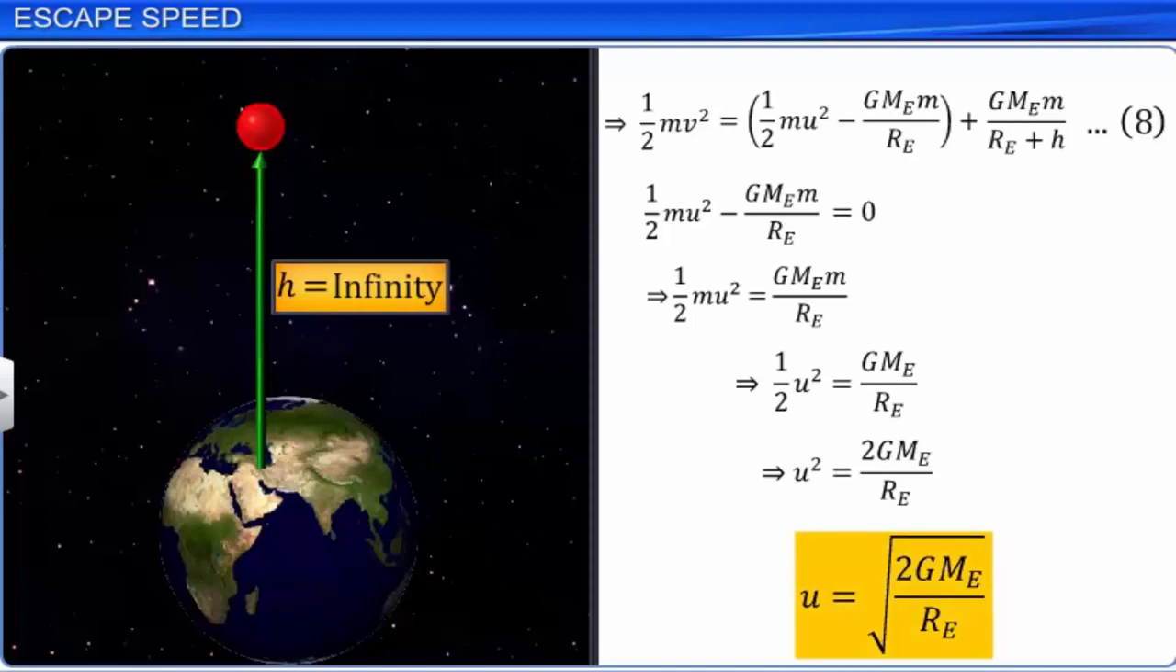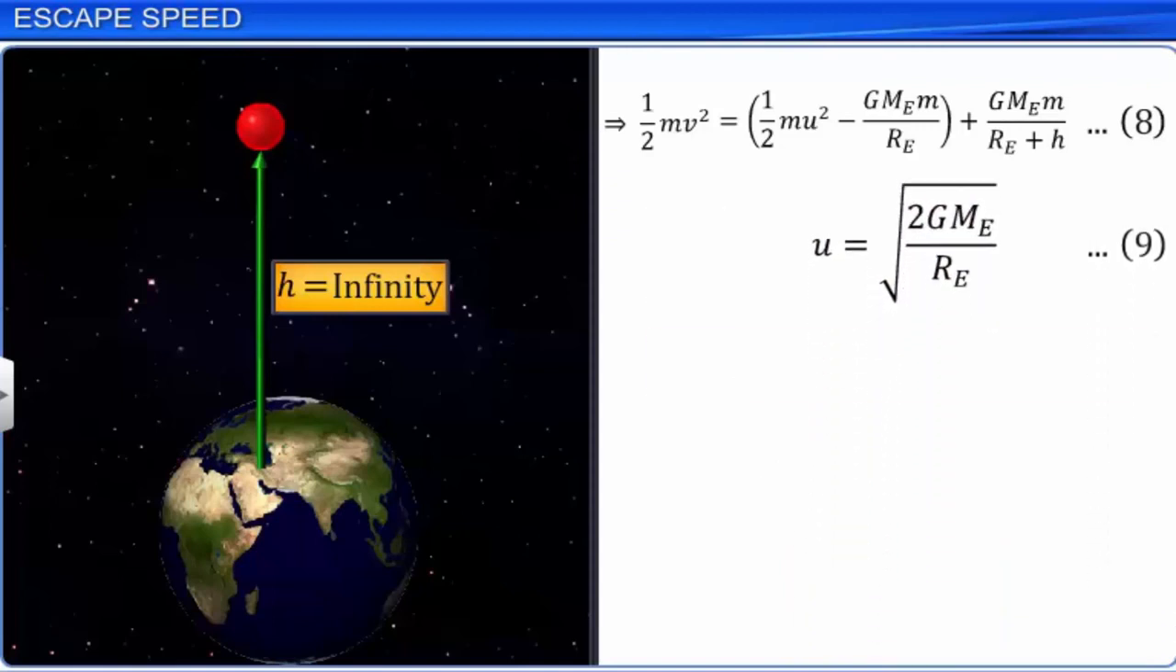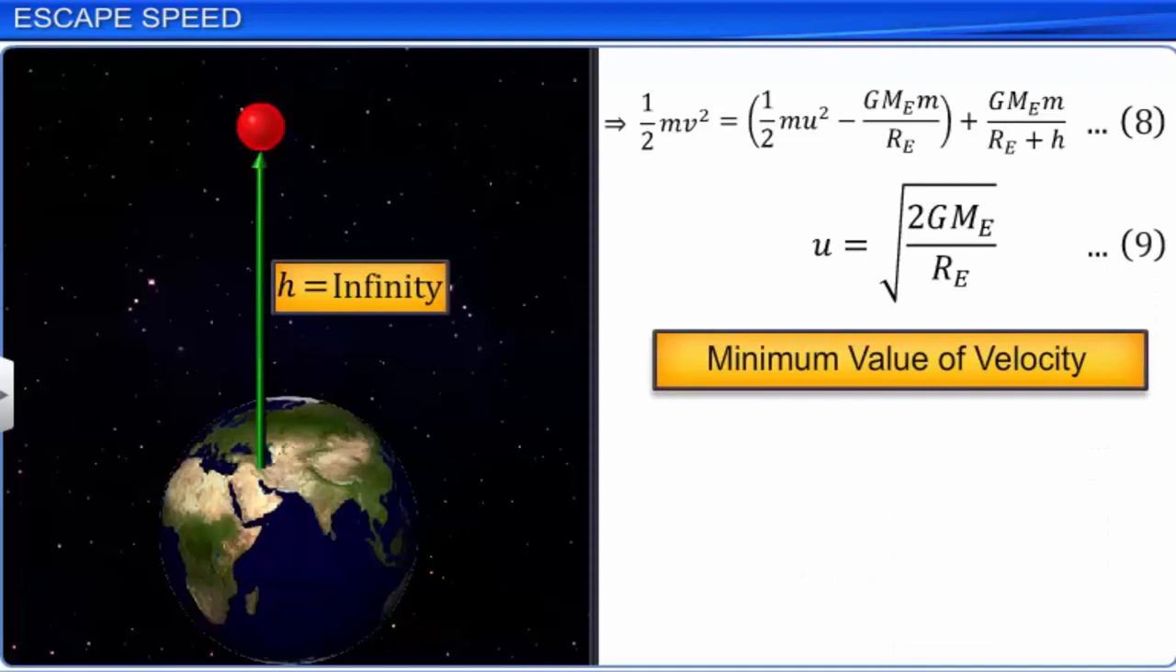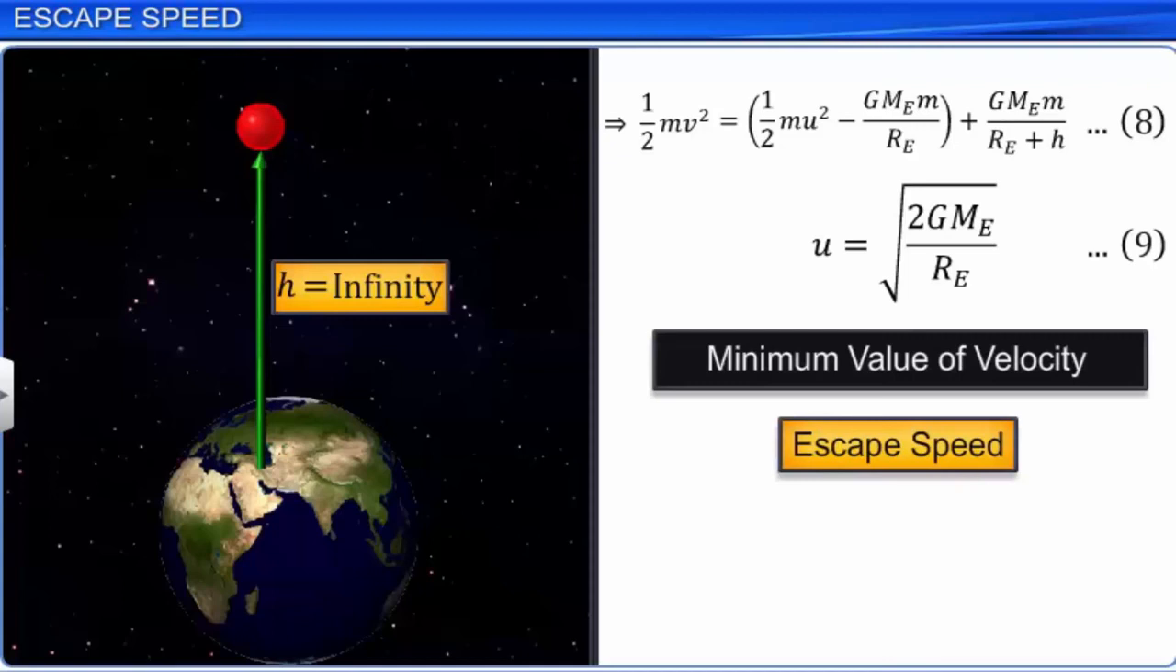If this was the minimum value of velocity of projection of a body vertically upwards, then the body would escape the Earth's gravitational field. Thus, equation 9 represents the expression for the escape speed of a body on the surface of the Earth. It is clear from the expression that the value of the escape speed of a body on a given planet does not depend on the mass of the body. It depends on the mass of the planet and the radius of the planet.